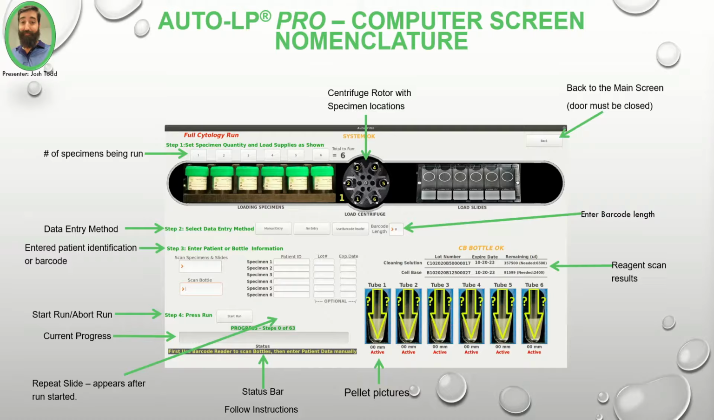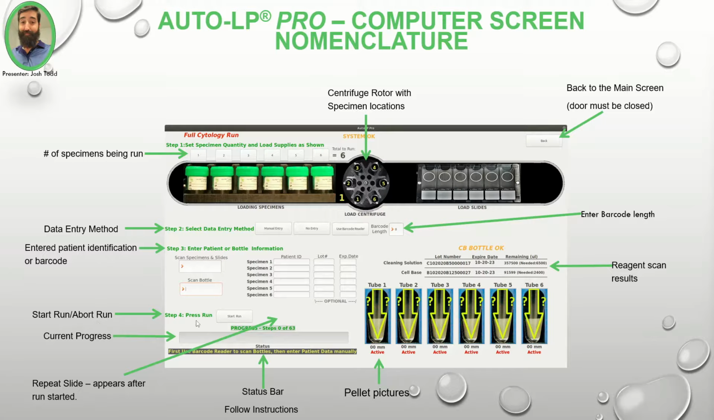After selecting the appropriate mode, you'll be greeted with the processing screen. I'd like to go over some of the nomenclature terms on the processing screen before we move on. Starting on the left, you will see the number of specimens being run. Below that is the data entry method, followed by the patient information or barcode, start and the abort run button.